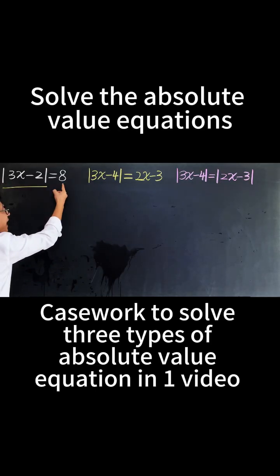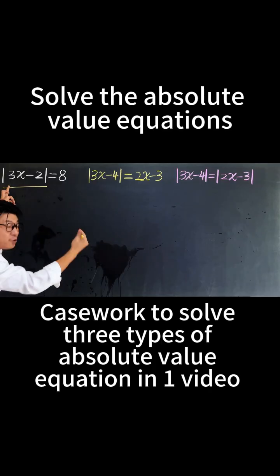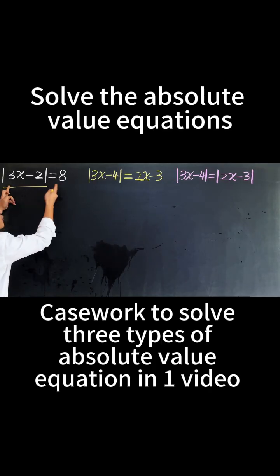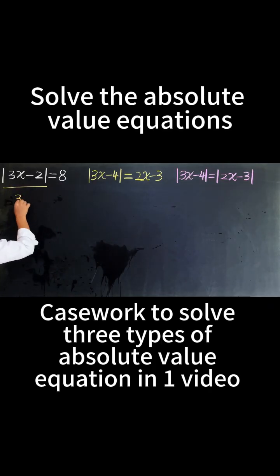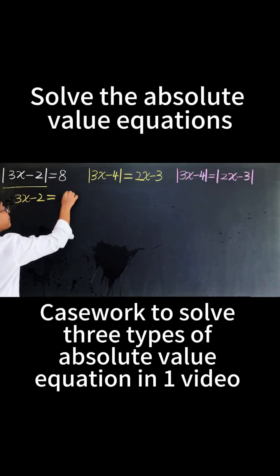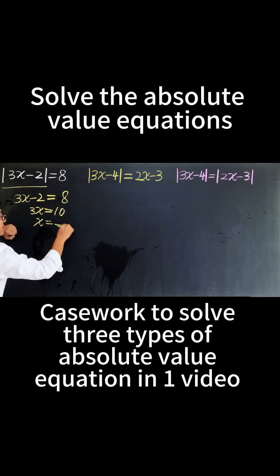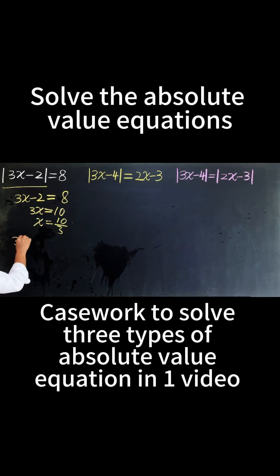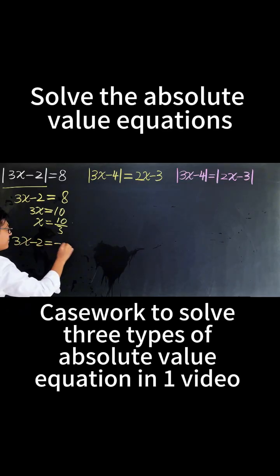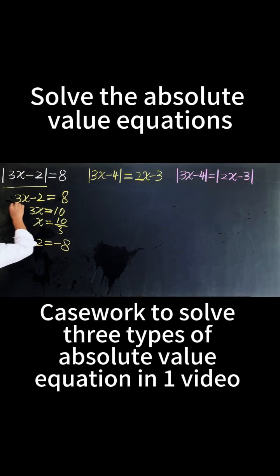If its absolute value equals 8, that means what's inside must either be positive 8 or negative 8, right? There are 2 cases. In the first case, 3x minus 2 equals positive 8. If that's the case, what do we get? 3x equals 10, so x equals 10 divided by 3, right? What's the second case? 3x minus 2 equals negative 8. So there are just these 2 cases: either it equals 8 or it equals negative 8.